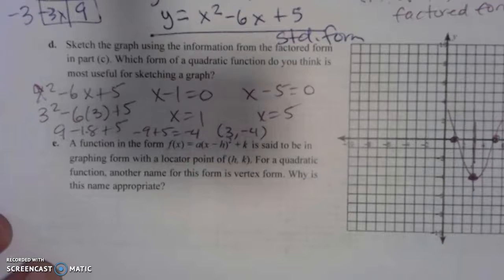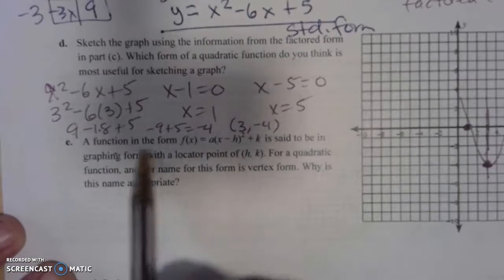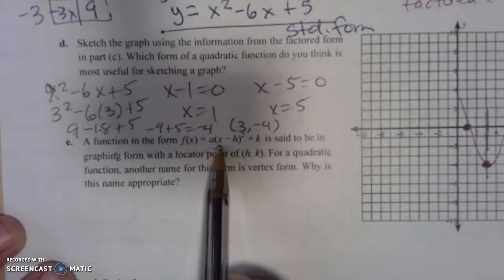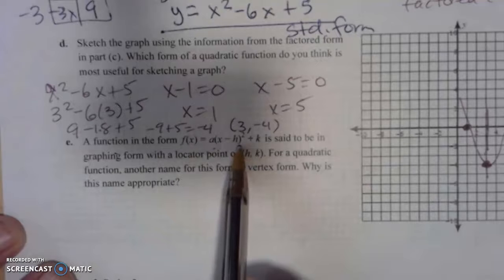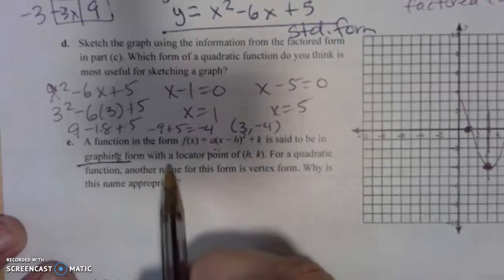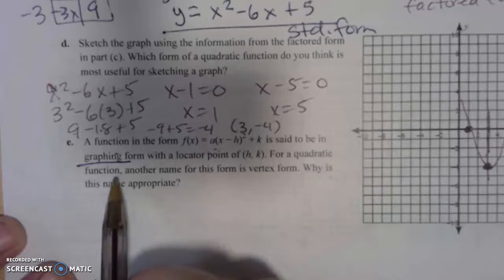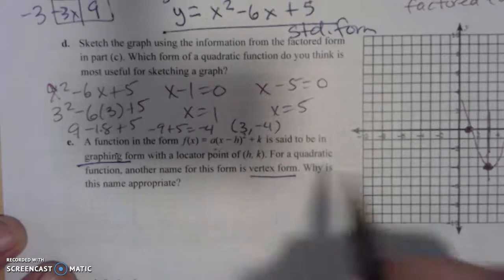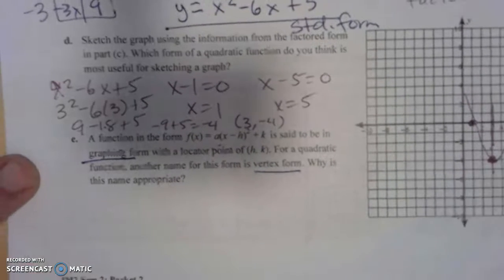Let's look at the last question here on this page. A function in the form of a times quantity x minus h squared plus k is said to be in graphing form with the locator point (h, k) for a quadratic function. Another name for this is the vertex form. Why is this an appropriate name?